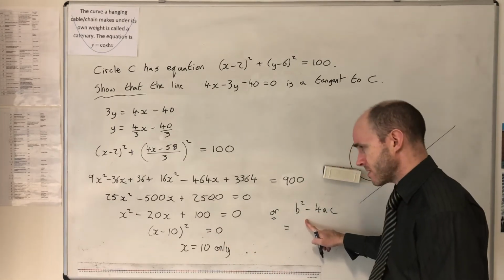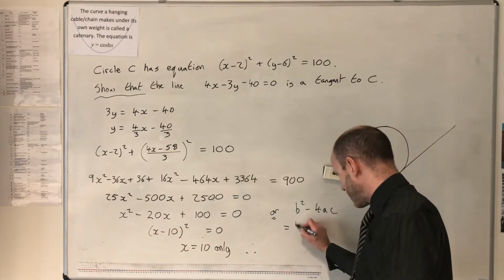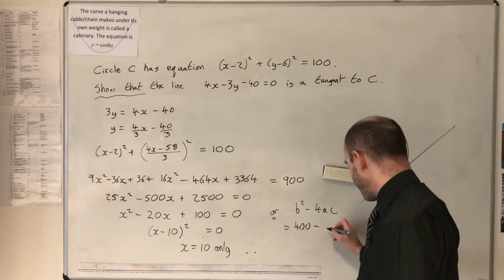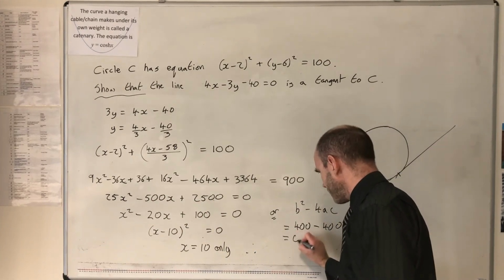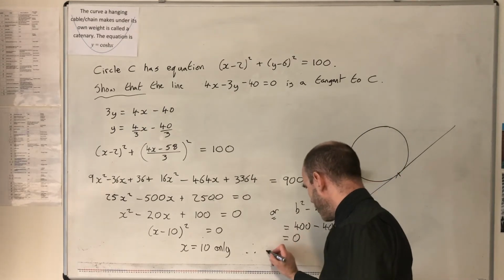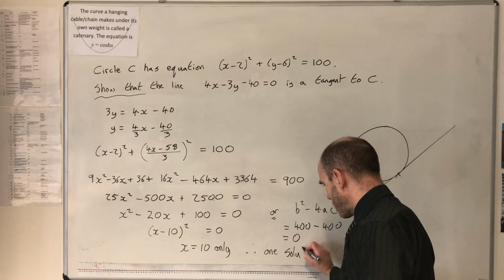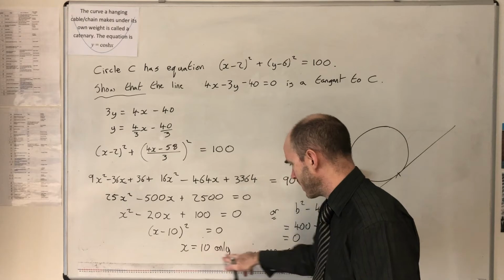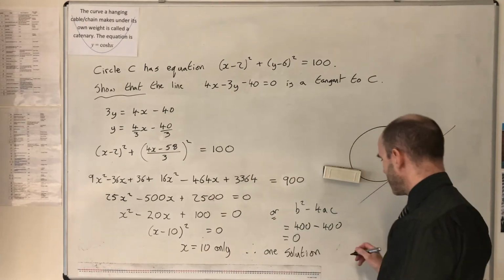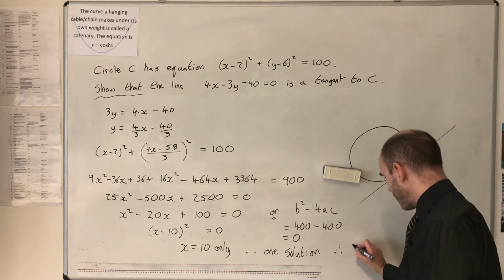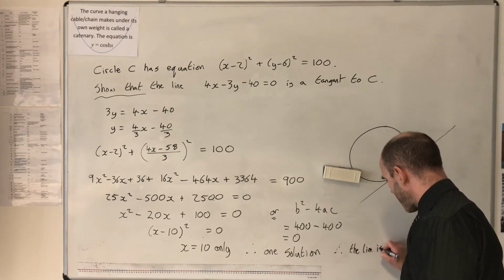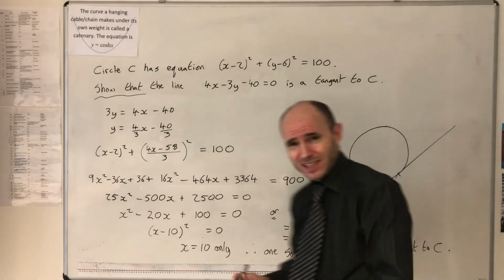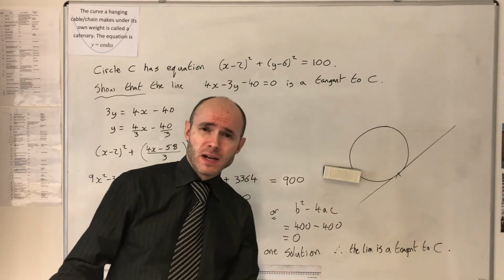So we look at the discriminant is 0, so we better put that in. So b squared, that's 400, subtract 4ac, 4 times 100 equals 0. And then you've got, therefore, one solution. Notice that I've tied that in, because therefore one solution works with this, and then the x equals 10 only, therefore one solution works with this, and therefore the line is a tangent. Let's just finish it off. Is a tangent to C. Okay. I'm hoping you enjoyed that.